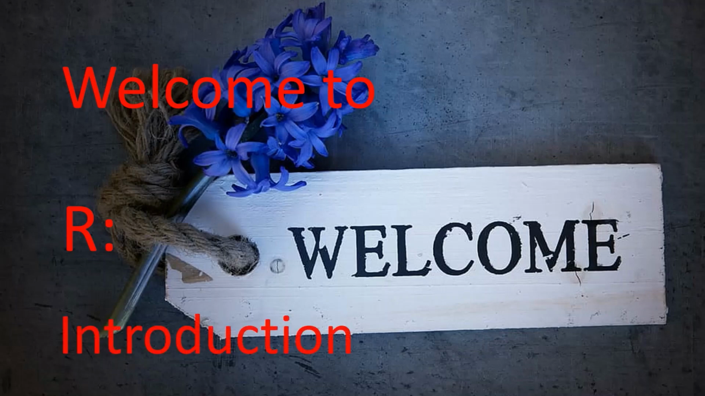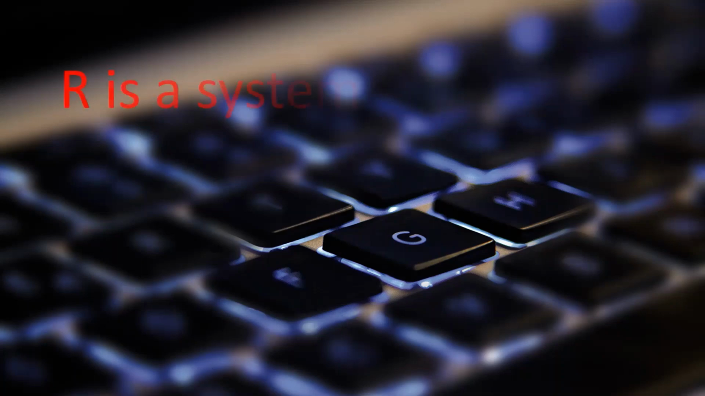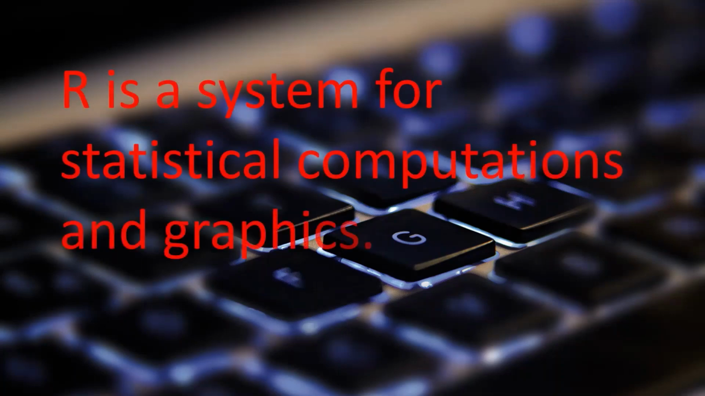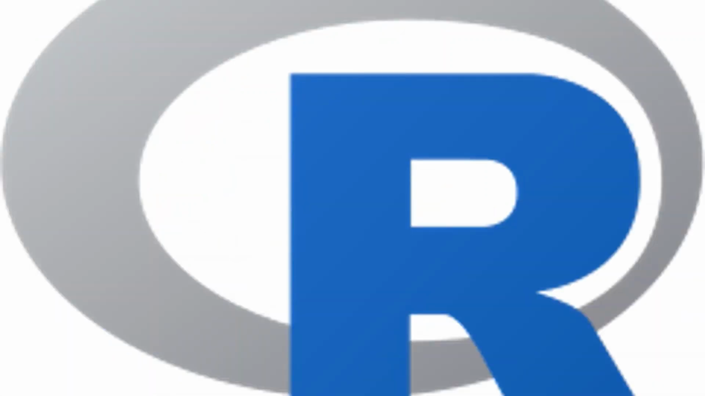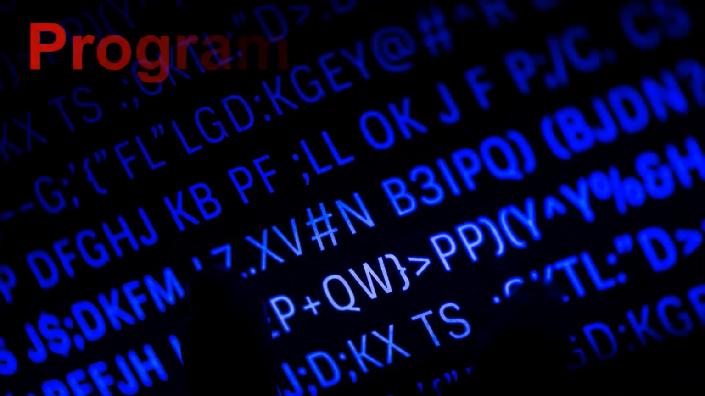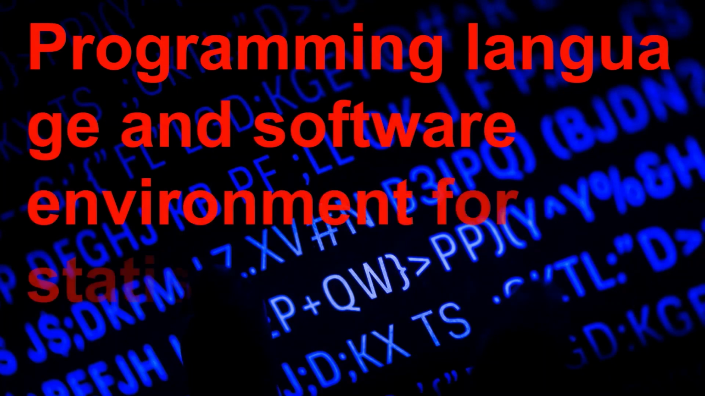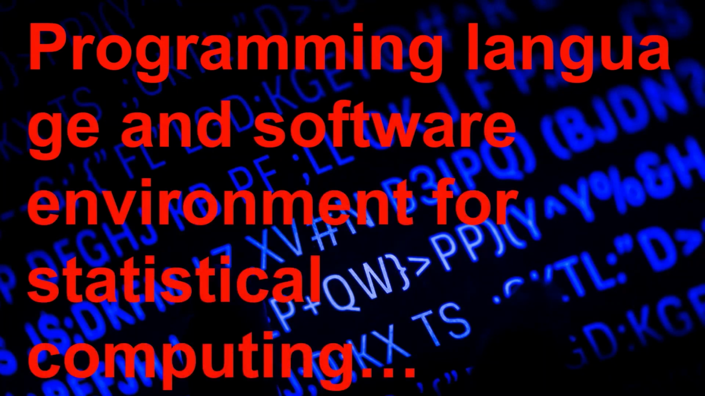This is an introduction to R. Okay, so R is a system for statistical computations and graphics, and this is what R is. R is a programming language and software environment for statistical computing. That's another definition.